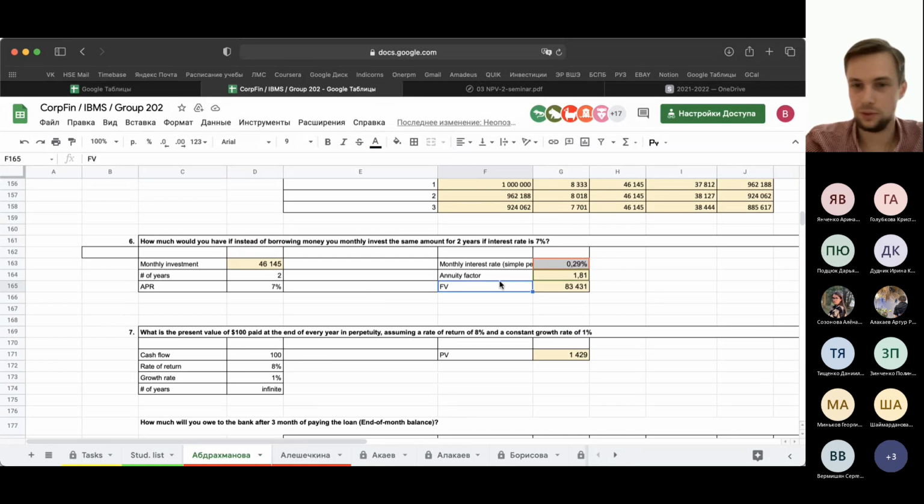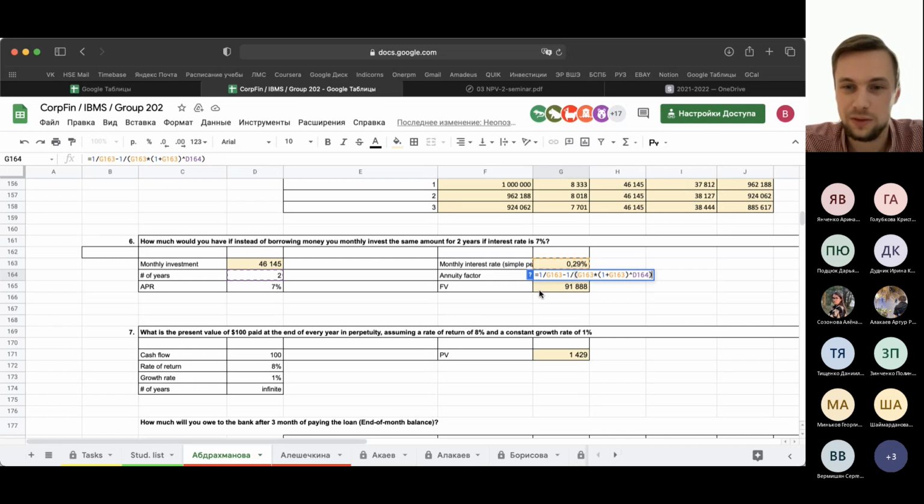Well, it's this one, yes? Okay. In order to calculate the monthly interest rate, we should use the formula. So basically we divide APR by the number of months, right? Then we calculate the annuity factor using the same formula as we did before. But actually I have another answer. I made a mistake because I used the same interest rate. It should be like this, right? Well, I still have some other answer.